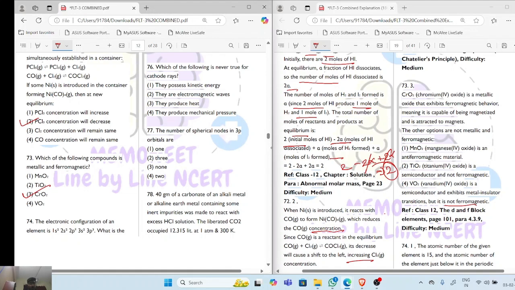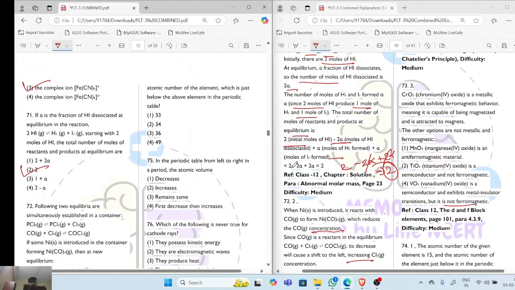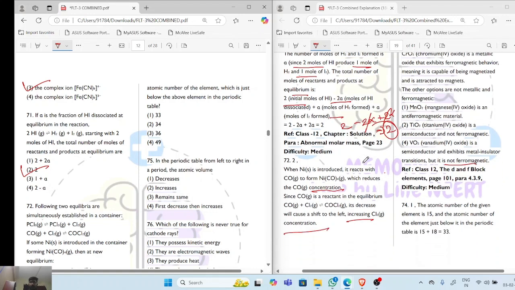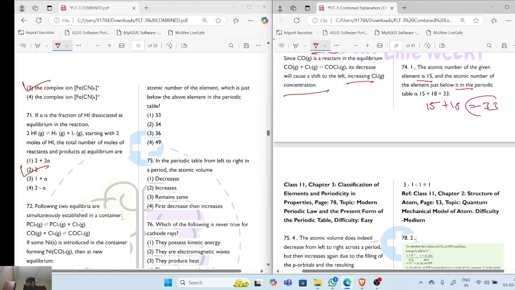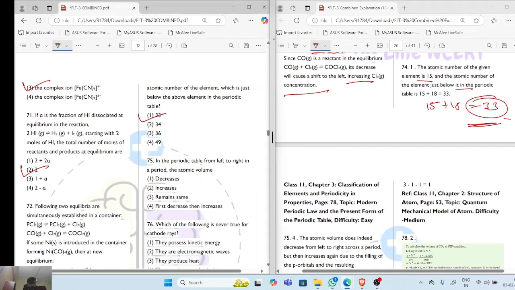Now for question number 74, the electronic configuration of an element is 1s2, 2s2, 2p6, 3s2, 3p3. What is the atomic number of the element which is just below the element in the periodic table? The atomic number of the given element is 15, and the atomic number of the element just below it is 15 plus 18, which we can directly calculate as 33. So the correct answer is option number 1.